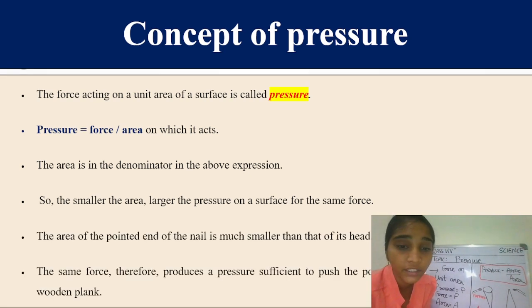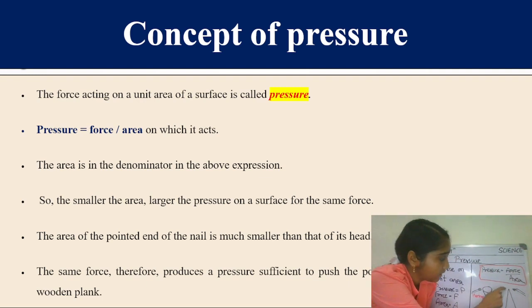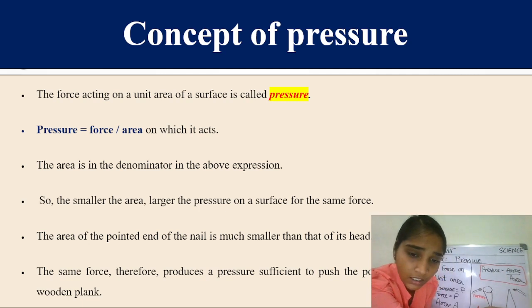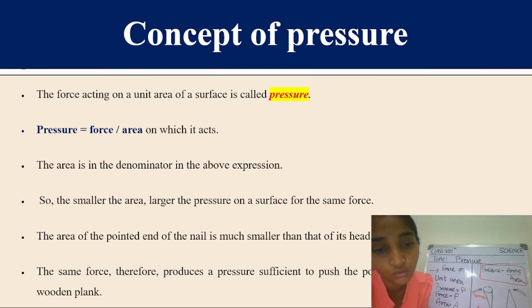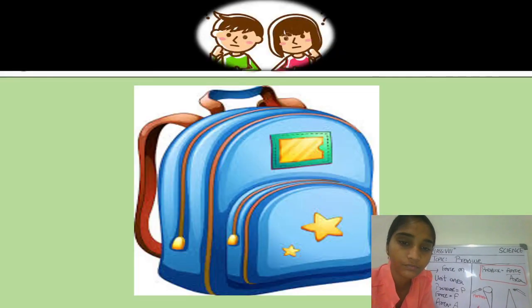So the area of the pointed end of the nail is much smaller than its head. You can see how the area is so small compared to the head of this iron nail, right? So it produces a pressure sufficient to push the pointed end of the nail into the wooden plank. It produces sufficient pressure, students, with the same force, to push the pointed end of the nail into the wooden plank. Right? I hope you're clear with it now.